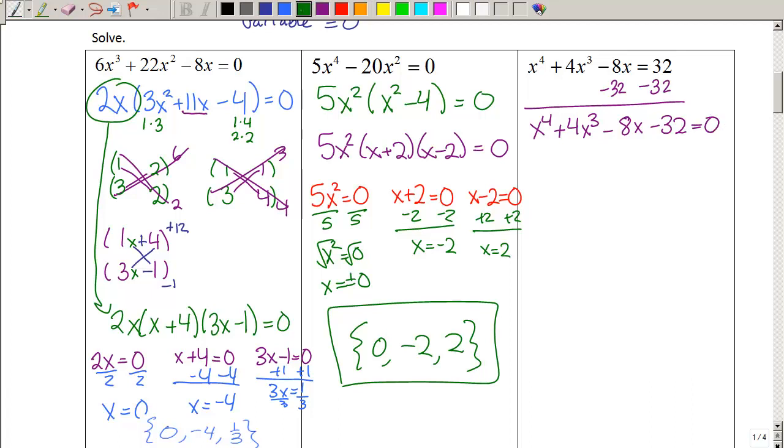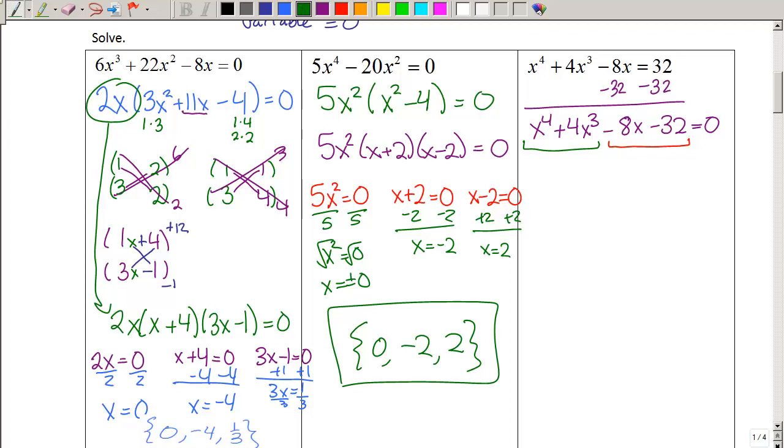I first look to see if there's a GCF, and there is not a GCF among all terms. Next, I count the terms, and I have 4 terms, which means I have to do grouping. I'm going to group the first 2 in green, and I'm going to group the last 2 in red.